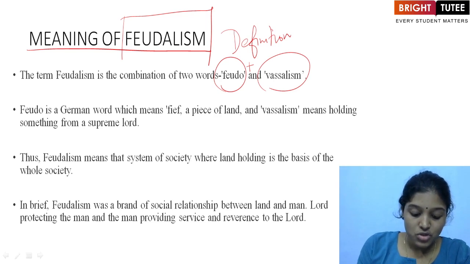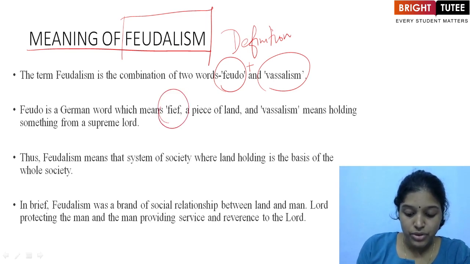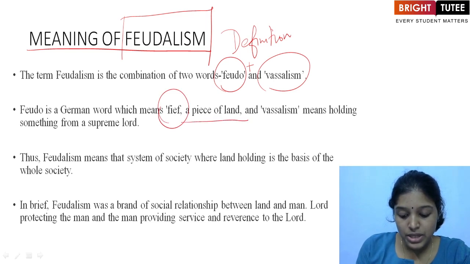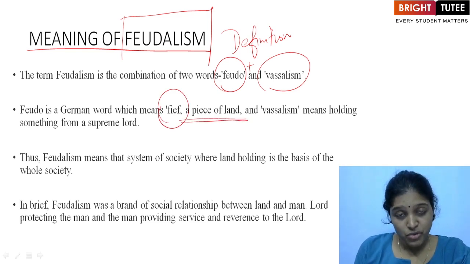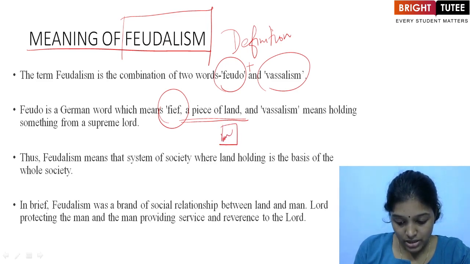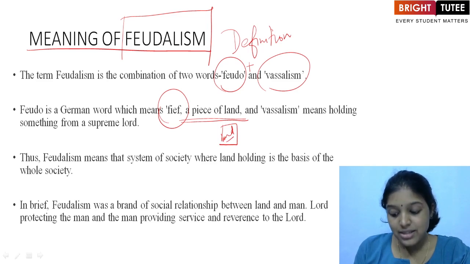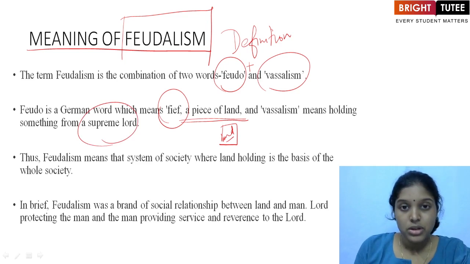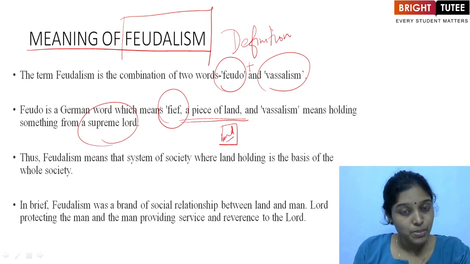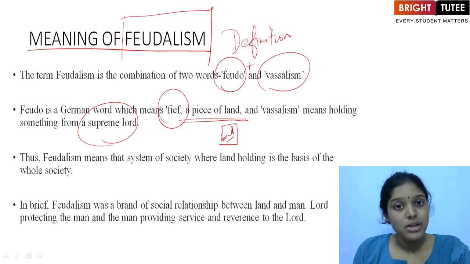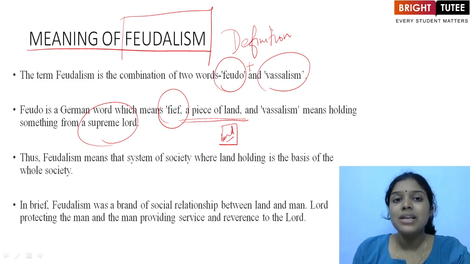Feudo is a German word which means fief, the meaning of which is a piece of land. And vassalism means holding something from a supreme lord. So it's like borrowing and keeping something for a time period from somebody who really owns it. You are not the owner of that land. Instead, you are holding that property which is owned by someone else.